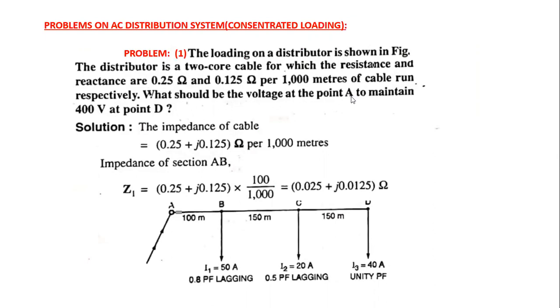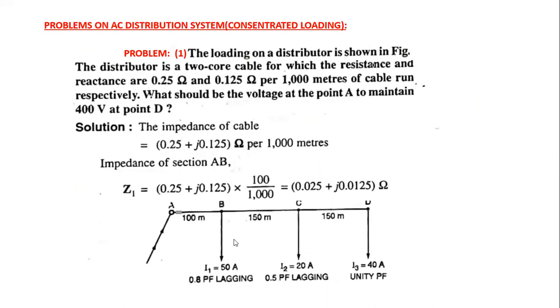What should be the voltage at point A to maintain 400 volts at point D? Therefore, in the question, the voltage at point D is given as 400 volts, and we determine what the voltage at point A should be. This is the given question related to the AC distribution system.